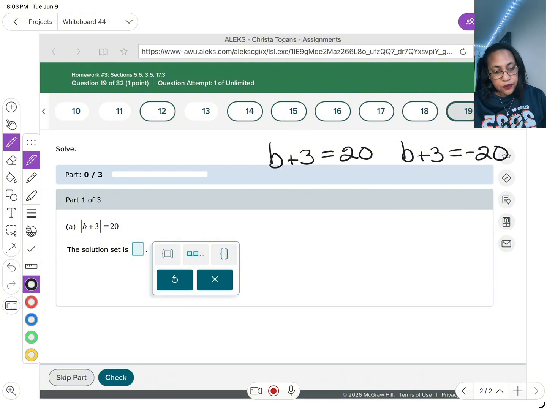And don't forget that you have the example that you could use. But in this one, when I subtract 3 from both sides, I'm going to get b equals 17. And I'm also going to get b equals negative 23. Okay?